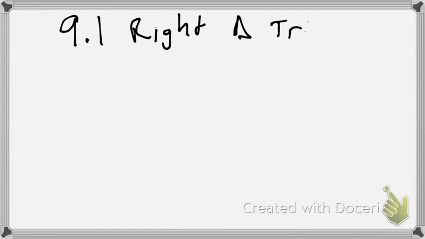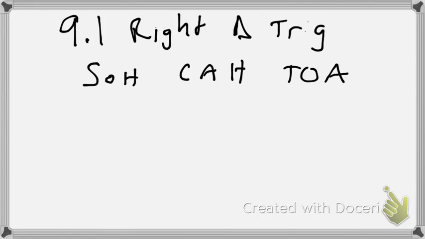So here is the start of chapter 9. This is 9.1. This is stuff that you guys already kind of know. This is all about right triangle trig. You already know everything about right triangle trig. That's what one of your enrichment opportunities was the other day. It all deals with SOHCAHTOA.